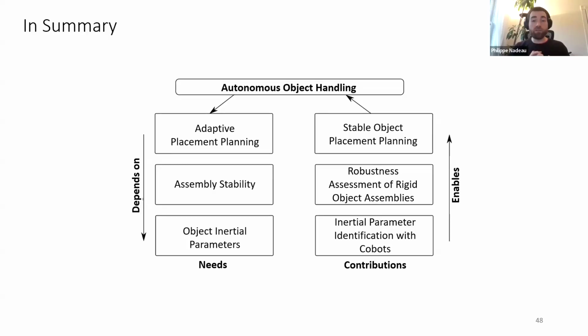We have explored new techniques to identify the inertial parameters of manipulated objects, which has enabled the computation of multi-object assembly robustness against perturbing forces and the planning of stable placements. Finally, we've seen how physics can guide machine learning in generating solutions that are consistent with the natural world, a particular interest of mine.